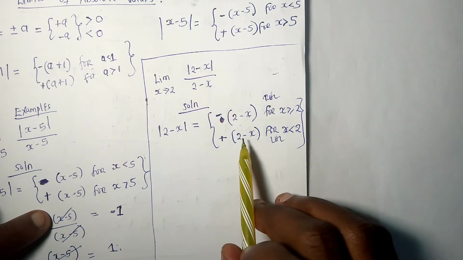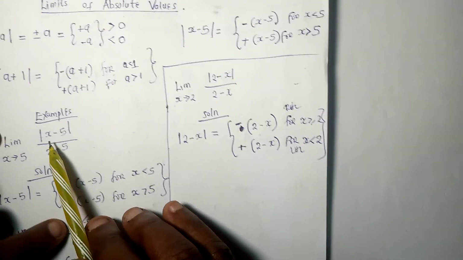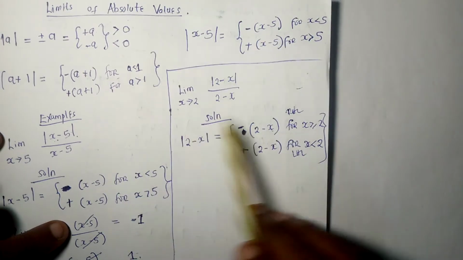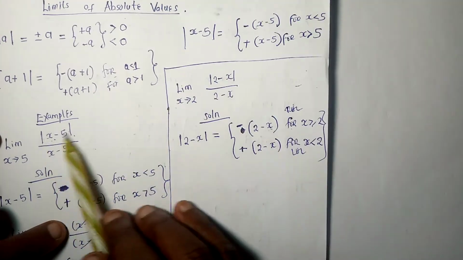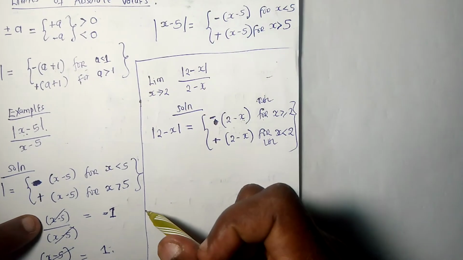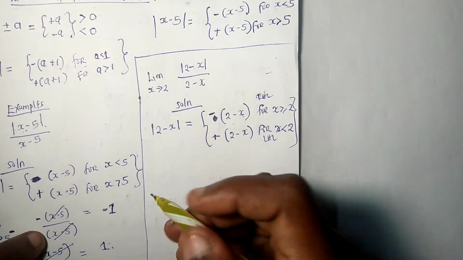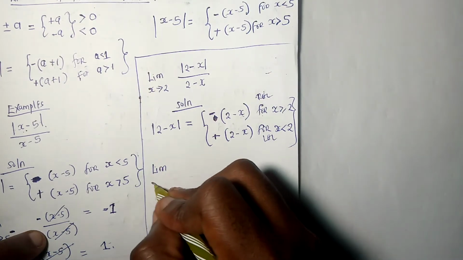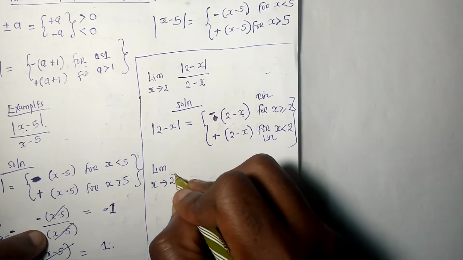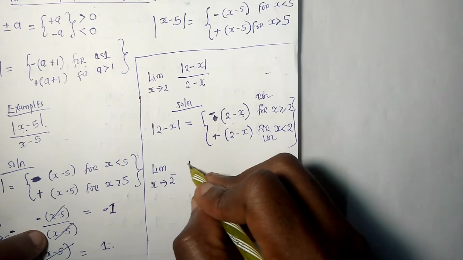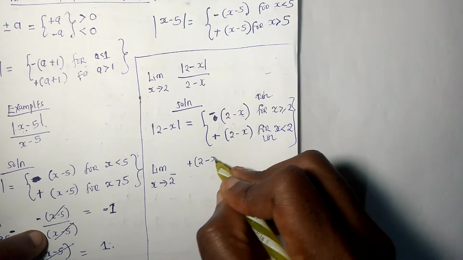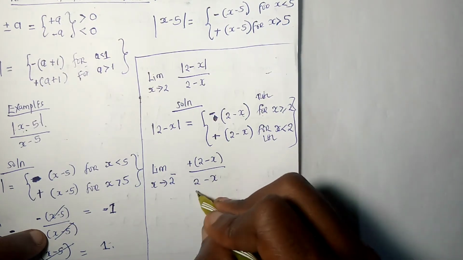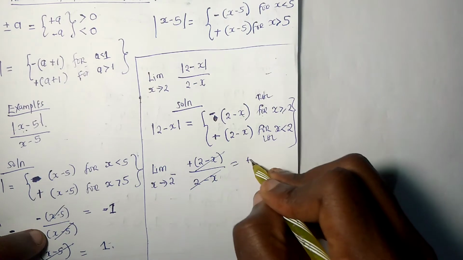I think you've seen the difference. I mean, this was x minus 5, this is 2 minus x. Or if I take with 5, this is going to be 5 minus x, this is x minus 5. They're not the same. All right? So then you subject it to the limit. So the limit on the left side, 2 minus x over 2 minus x. What do we get? We get positive 1.